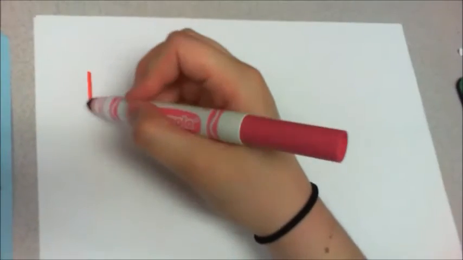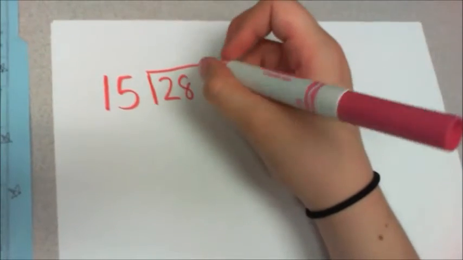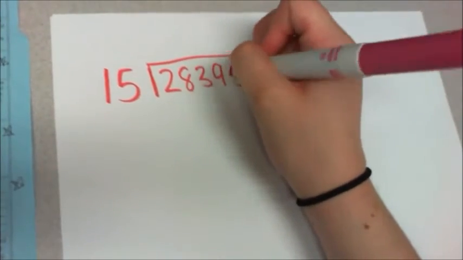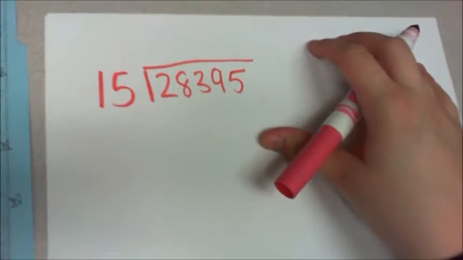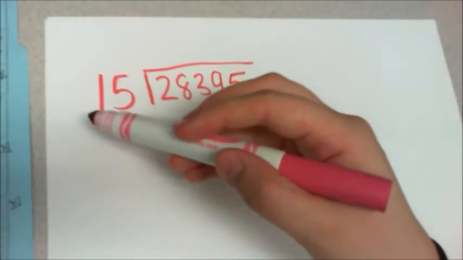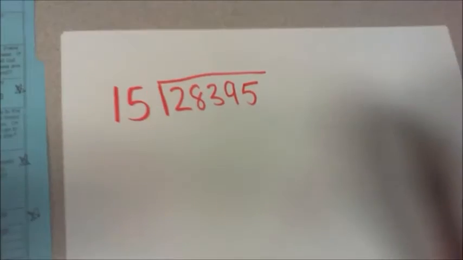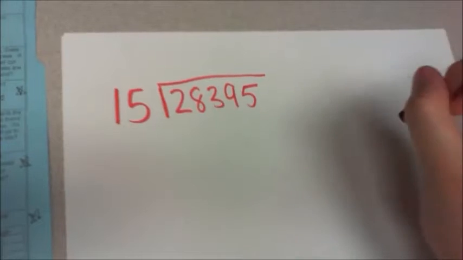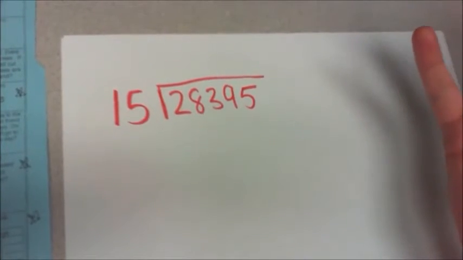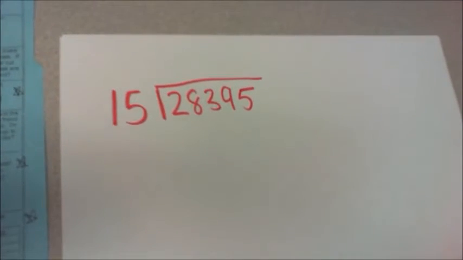The next one we have is long division. We have 15 and 28,395. Now, if you use your agenda, the multiplication chart in your agenda goes all the way to 15. So you could solve this by using that. I'm going to be using the guess and check method on the side, because if you take a test or TN Ready and you have to do this, you may not have that multiplication chart available for you.